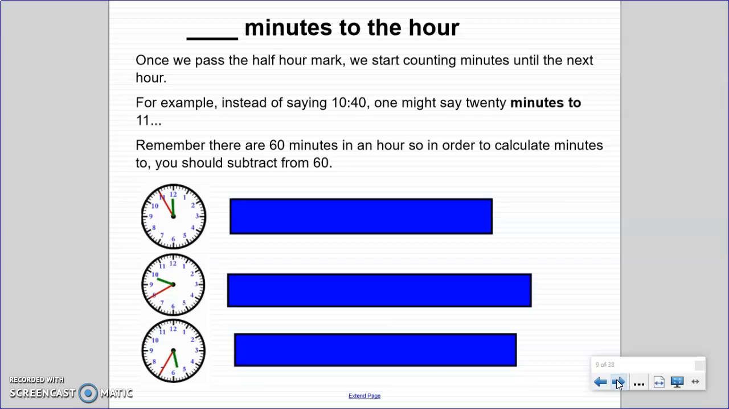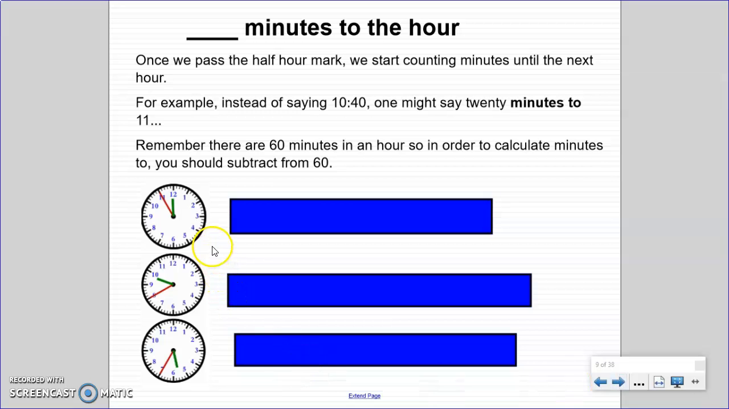Once we pass the half-hour mark, we start counting minutes until the next hour. For example, instead of saying 10:40, one might say 20 minutes to 11. Remember, there are 60 minutes in an hour, so in order to calculate minutes, you should subtract from 60.